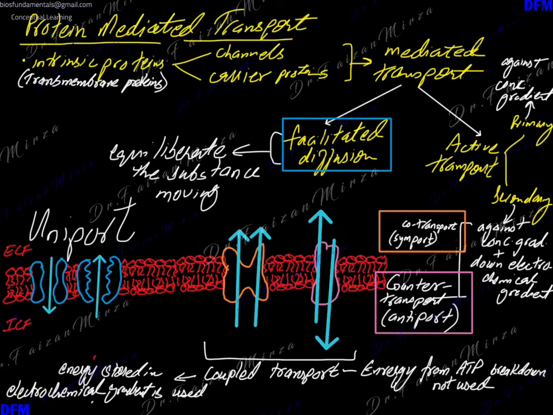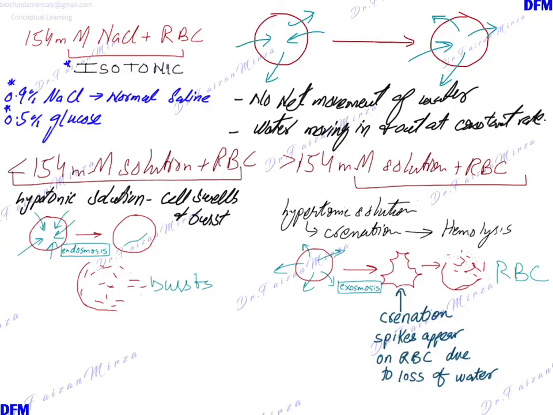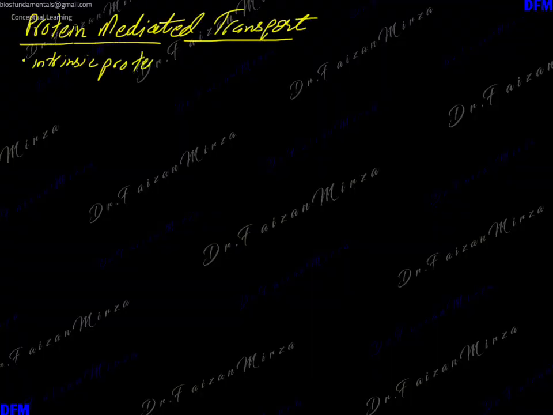Protein mediated transport basically tells us that whenever a substance needs to cross the cell membrane, at times there are substances which need a protein in the membrane for transportation to occur. These proteins are intrinsic proteins. Intrinsic proteins means that they actually are transmembrane proteins.